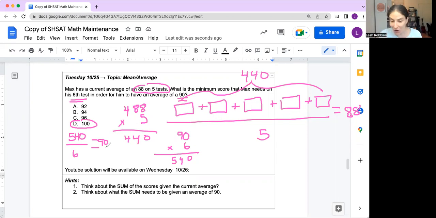Now, that might be a little hard to do, but if you think about it, if the first 5 tests were an 88, it's going to be harder to get that 90, all right, because it's just 1 test out of 6. If he had 2 tests, he wouldn't need to get that perfect score. All right, so if you have any questions, please let me know.